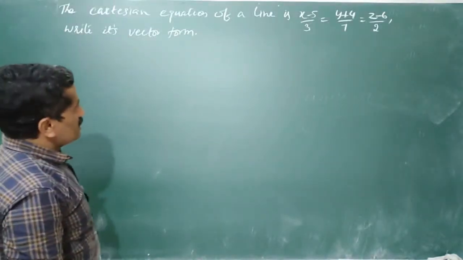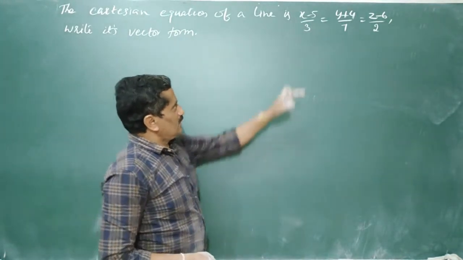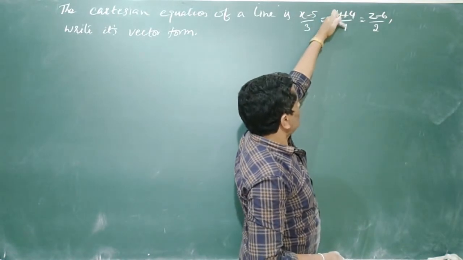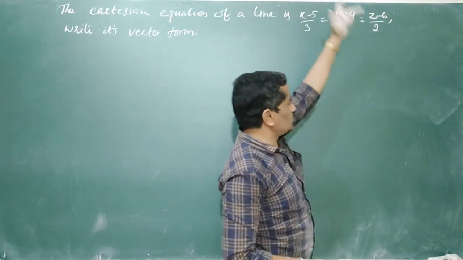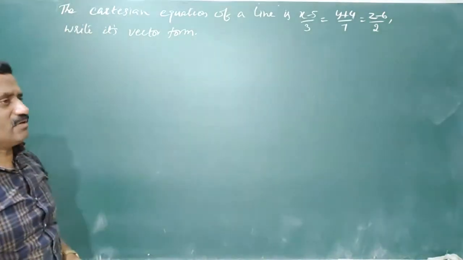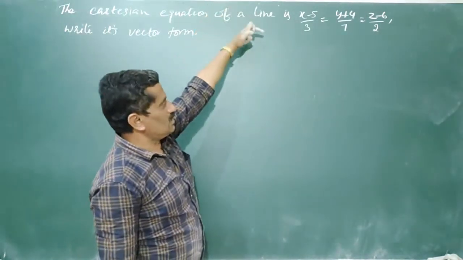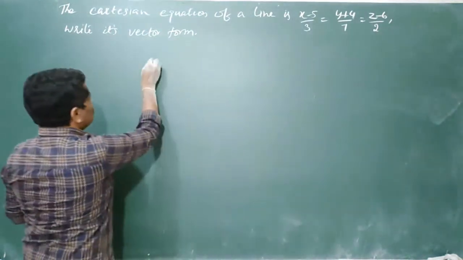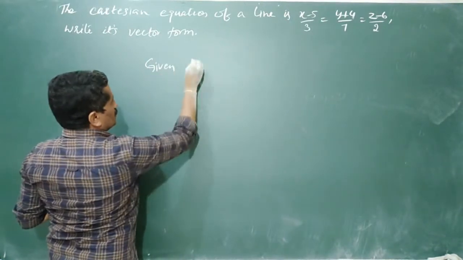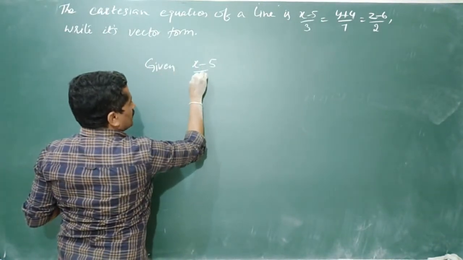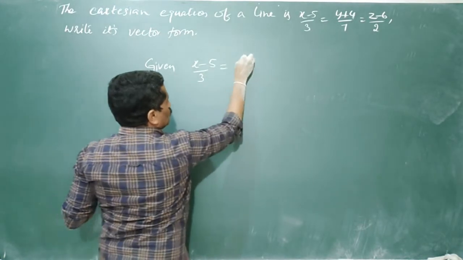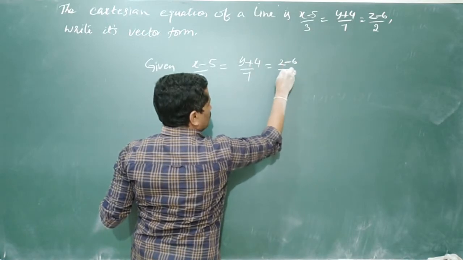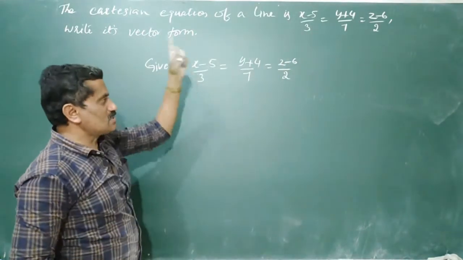Next, the Cartesian equation of a line is (x minus 5) by 3 is equal to (y plus 4) by 7 is equal to (z minus 6) by 2. Then write its vector equation. So he has given the Cartesian equation, we have to write its vector equation. So given (x minus 5) by 3 is equal to (y plus 4) by 7 is equal to (z minus 6) by 2. So convert this to standard form.